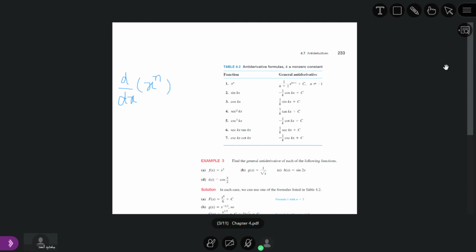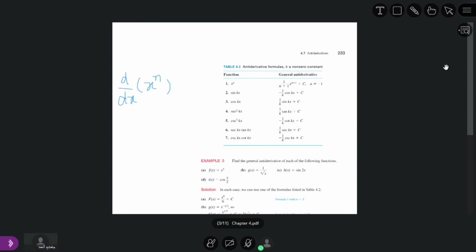Yes, Raed Al-Mezal, correct. N x power n minus 1. No, Ahmad Salim, first you should put n. Yes, n x power n minus 1. So how can we find this? First we shift the power to the front as a multiplier, and then decrease 1 in the power.